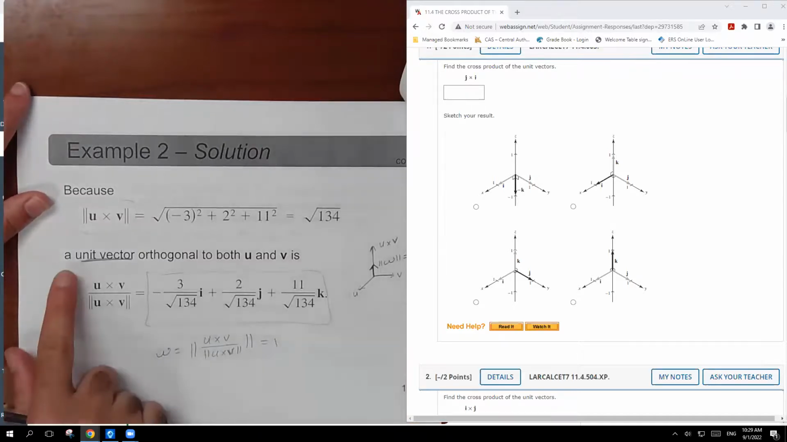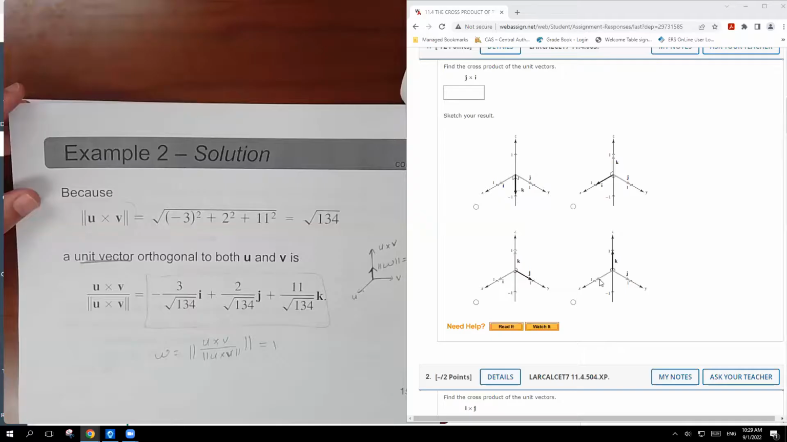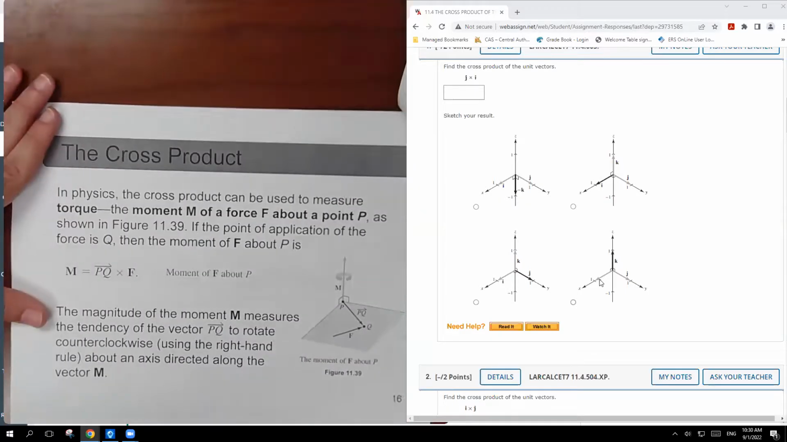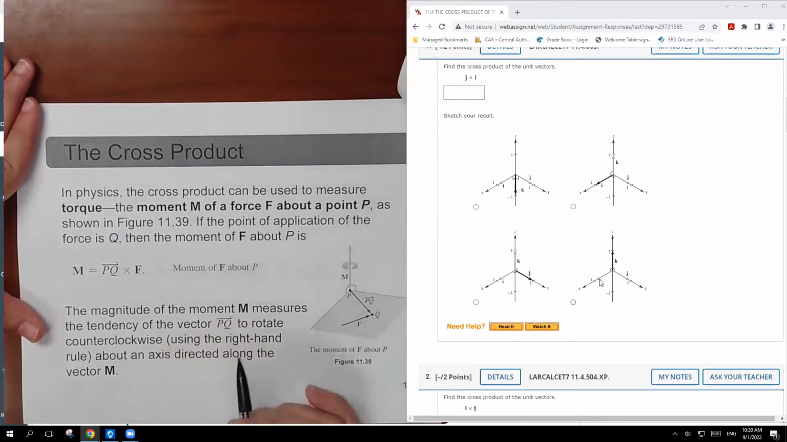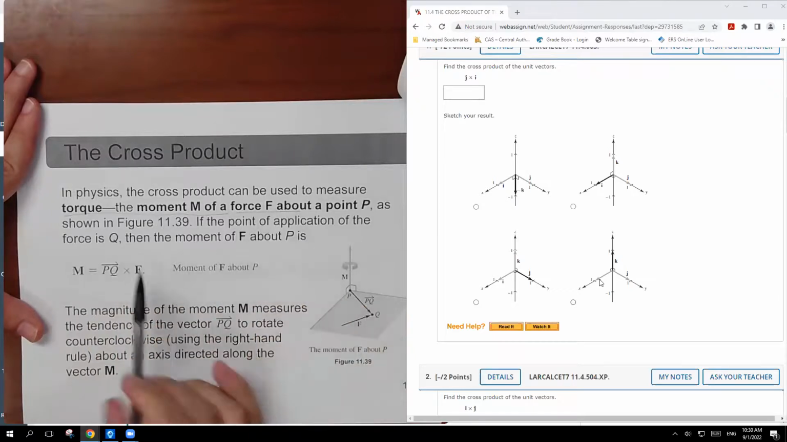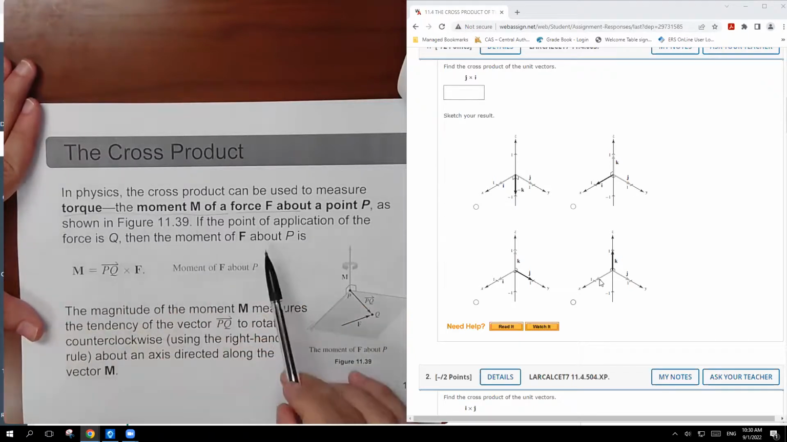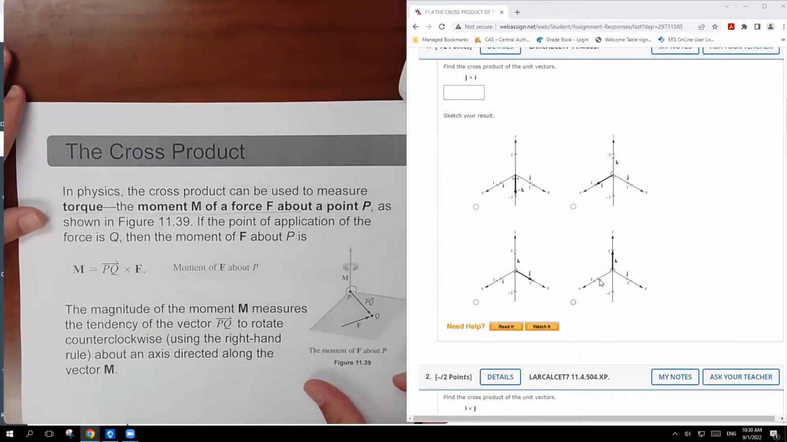They can tell you to find a unit vector or normalize the cross product. They're also telling you how we can use this in physics, to find the torque, the moment of the force. And I think there's an example.